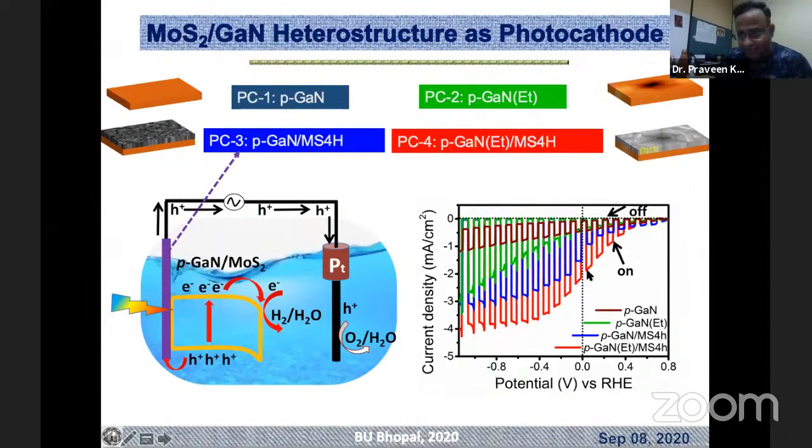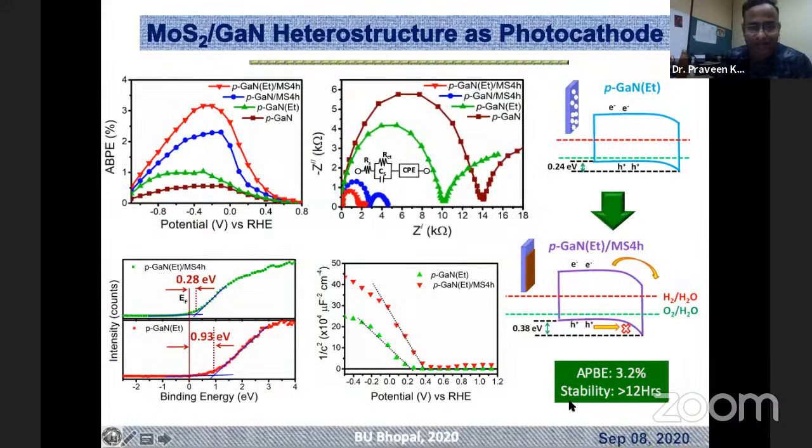You can see that this is the photocathode. When you grow this MoS2 on the etched GaN, you have a very high reaction because of the band matching, and we could get an efficiency of 3.2%, which is quite high compared to what is discussed nowadays. Also it's very stable. We could relate this to the very perfect, intelligent heterostructuring of indium gallium nitride and MoS2.